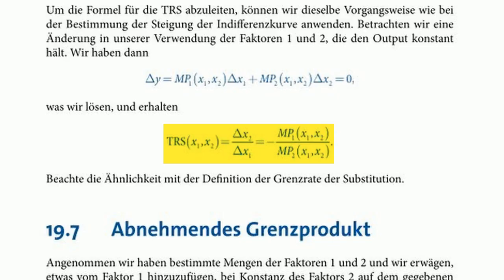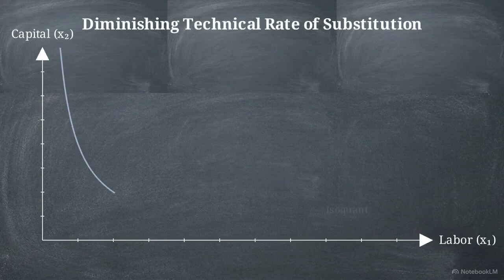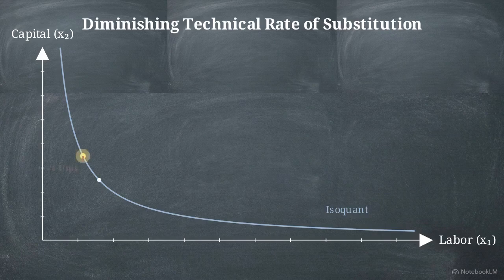This equation defines the exact ratio of substitution. It calculates exactly how much of input 2 must be added to perfectly offset a measured loss in input 1. It is directly equivalent to the negative ratio of their marginal products. As a firm relies too heavily on a single input, the technical rate of substitution diminishes. Sliding along the curve, the proportions shift. Giving up 1 unit of capital eventually requires a massive injection of labor just to maintain the exact same production volume.